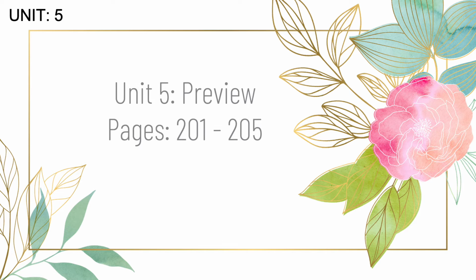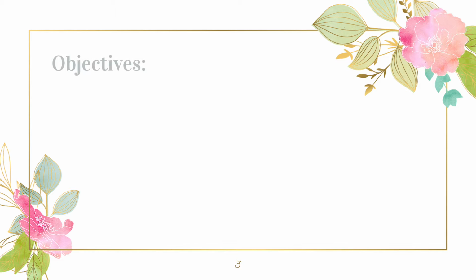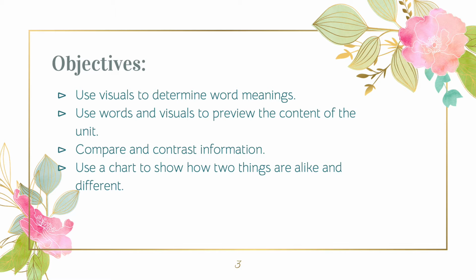We will start and preview Unit 5 and we will be covering pages starting from page 201 till page 205. The objectives of our lesson for today are to use visuals to determine word meanings, to use words and visuals to preview the content of the unit, to compare and contrast information, to use a chart to show how two things are alike and different.